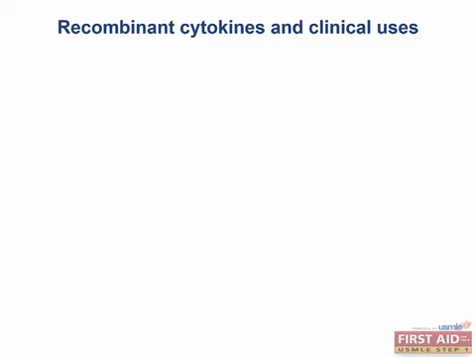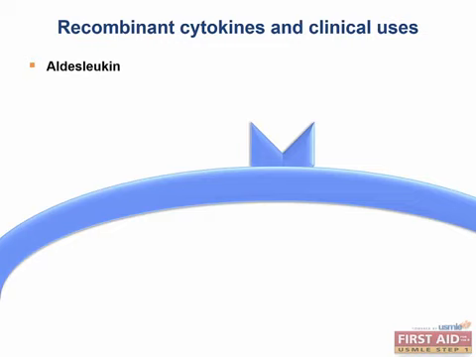Let's now talk about some of the more important artificial cytokines that we've made in the lab and what cells they stimulate, as well as when they're used. First one is aldesleukin. What does it do? It pretty much acts just like interleukin-2. Therefore, what cell does it stimulate? T cells. We use it to stimulate CD8 cells to apoptose malignant melanoma cells.